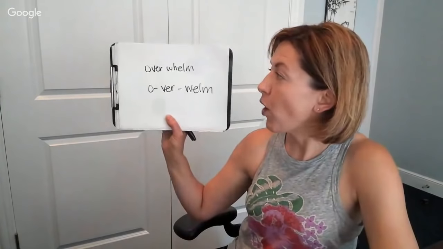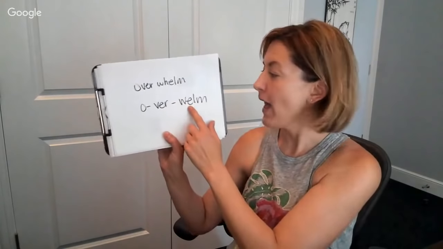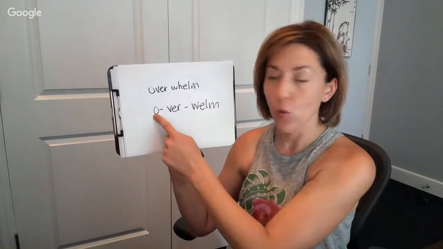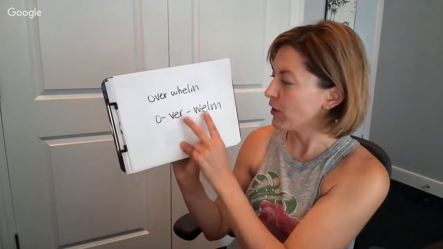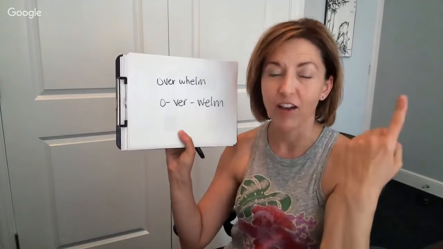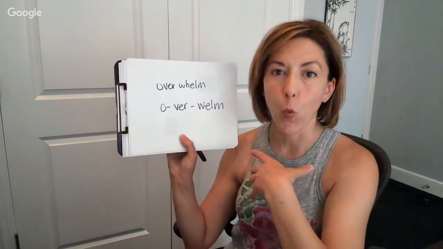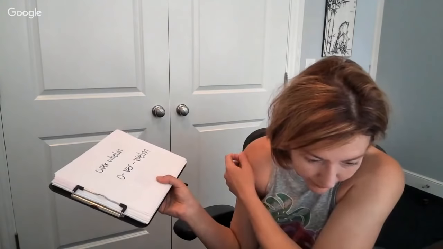Overwhelm. We don't say the H in this word. So overwhelm. O, ver, and then just a W. W, elm. Overwhelm. I don't know where you're from, but a lot of people confuse the W and the V. So for the V, you're gonna gently bite your bottom lip and that air is gonna keep coming out. And then for the W, your lips are just rounded in a pucker. So overwhelm.